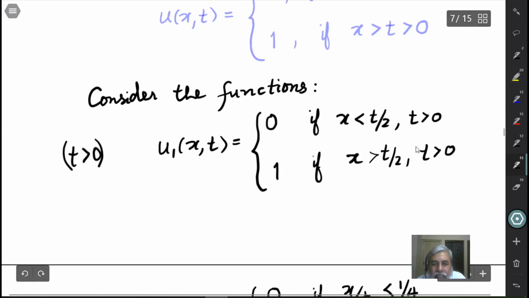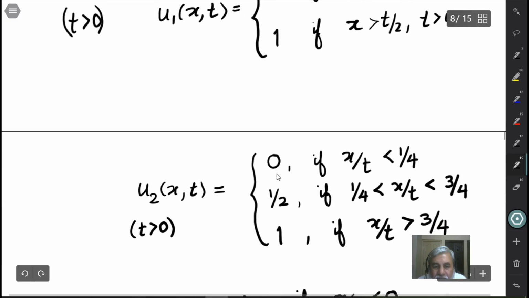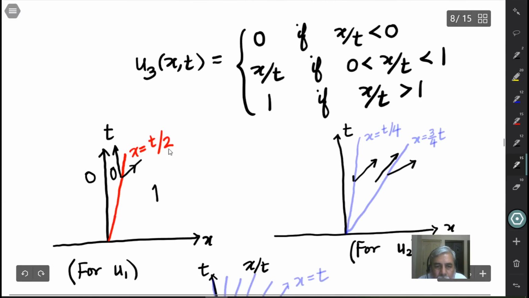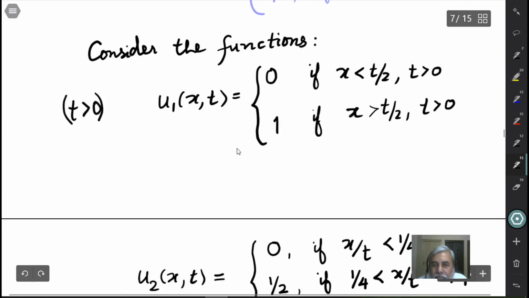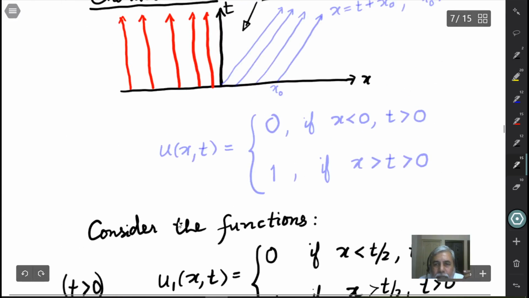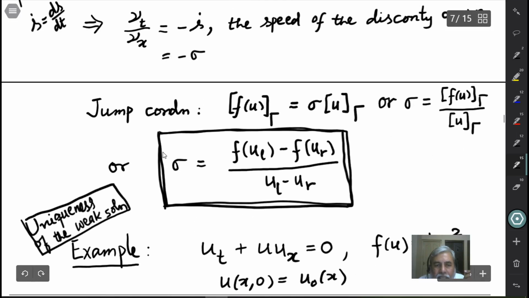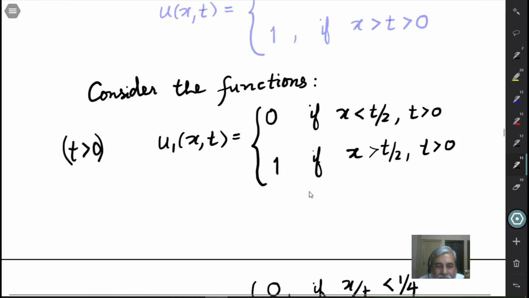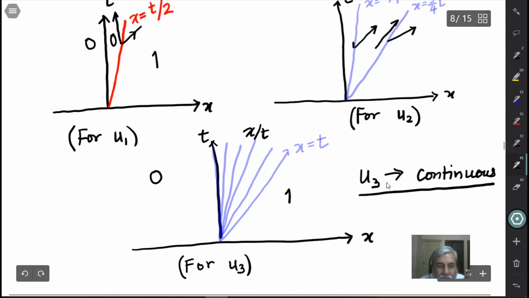Okay, so let's consider this first function u1 of x,t. So x equal to t by 2 is the line of discontinuity. In this case the curve is a straight line, x equal to t by 2, and on the left we have the value 0, and on the right we have the value 1. So if you plug this into the jump condition, you easily see that the jump condition is satisfied.